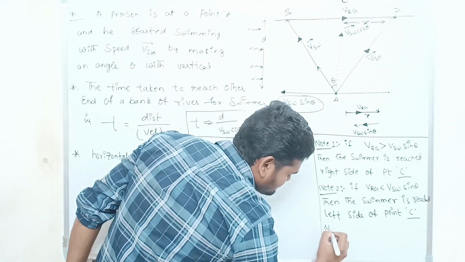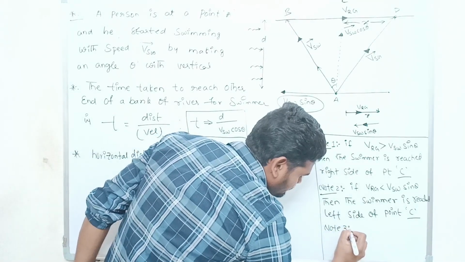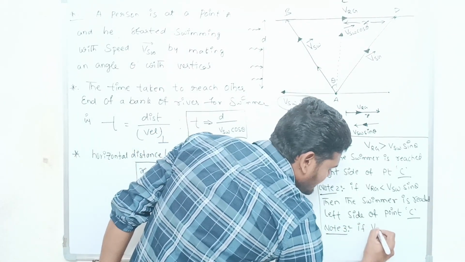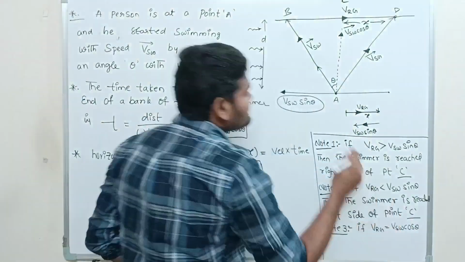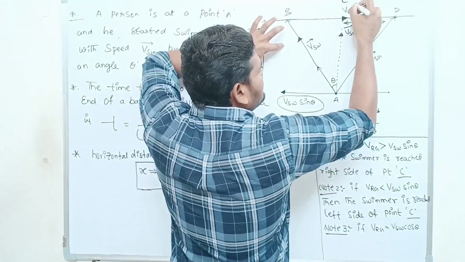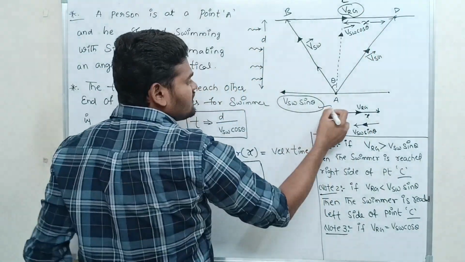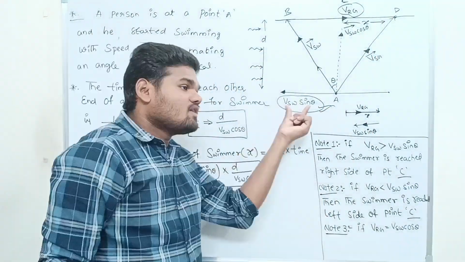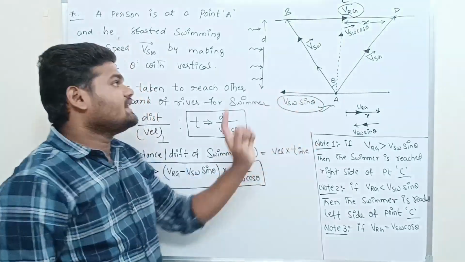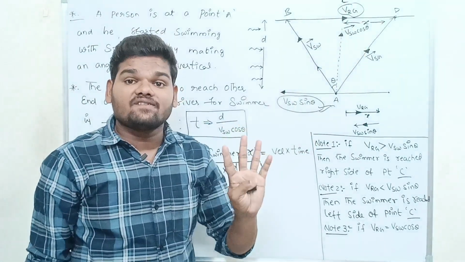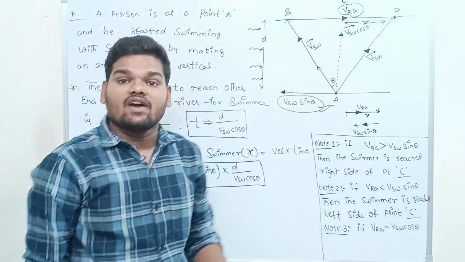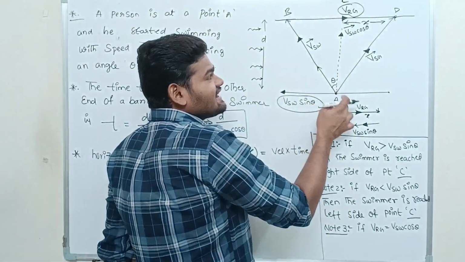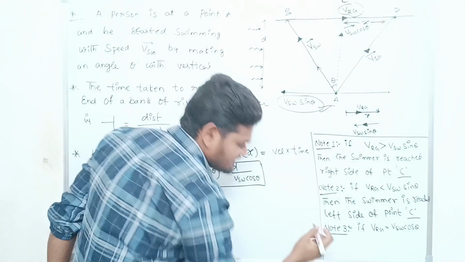So note number 3. If VRG is equal to VSW cos theta. So if these two velocities are equal, the velocity of river with respect to ground and the velocity of swimmer to water into sin theta, VSW sin theta and VRG, if these two components are the same, then what happened? The swimmer reaches exactly on point C.